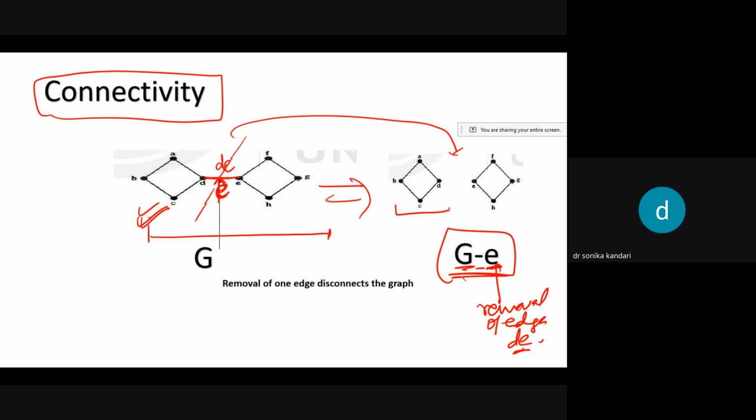And how will the graph look? The graph will look like two disconnected components. Is it clear? Two disconnected components. So what we have seen? We have seen that removal of one edge can disconnect the graph. Is it clear, class? Yes, ma'am. Left hand side graph is connected. Right hand side graph is disconnected because we have removed the edge.